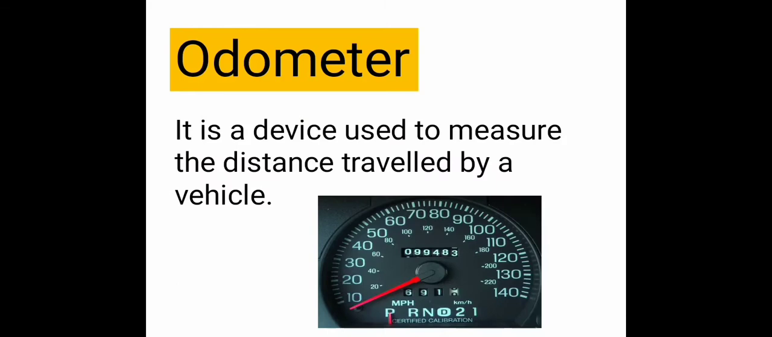Next, let us see the device which is used to measure the distance traveled by a vehicle, that is called the odometer. What is the other meter which is incorporated in your vehicle to measure the speed? Yes, it is the speedometer. Now, the odometer is a device used to measure the distance traveled by a vehicle. Look at the picture. You might have seen this in your vehicle.